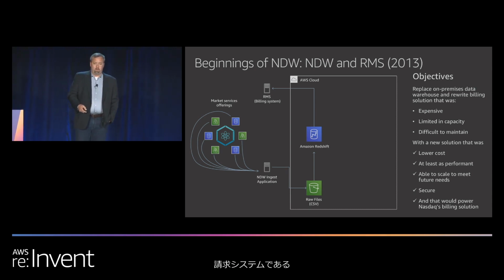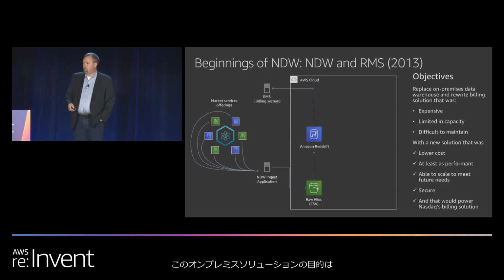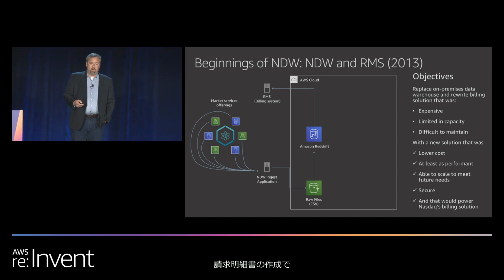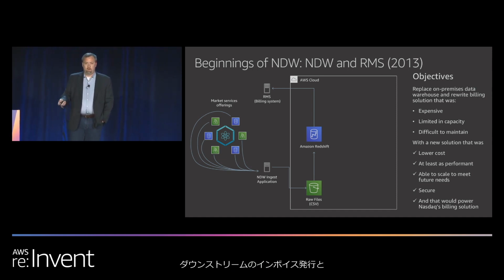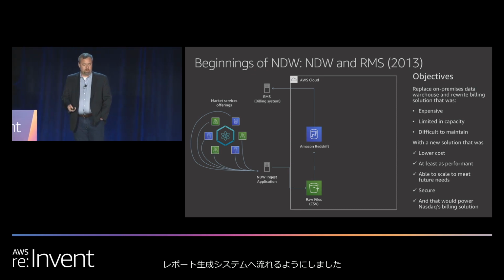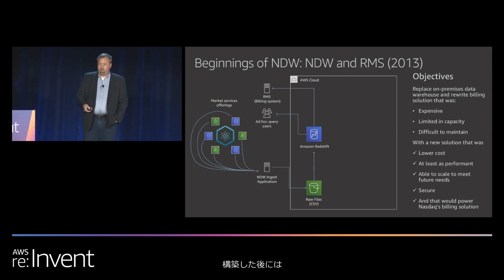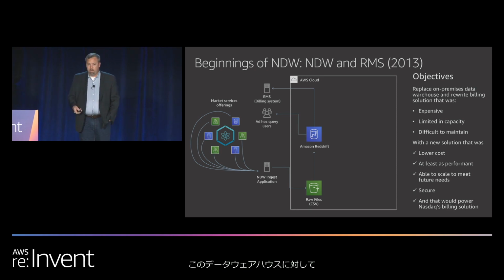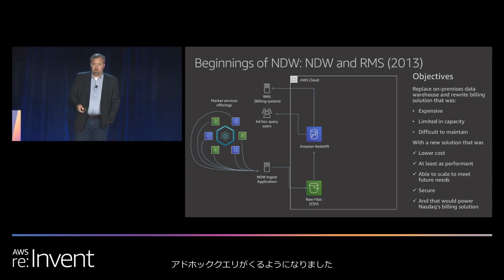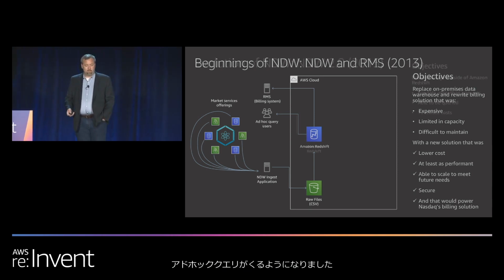We also rewrote the billing system, the RMS system. That was an on-prem solution, and its job was to query this Redshift database and generate charge details that would then flow to downstream invoicing and reporting systems. And of course, we built it, and so they came. The ad hoc query users started querying this data warehouse.